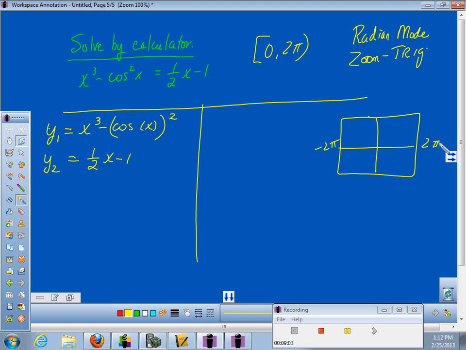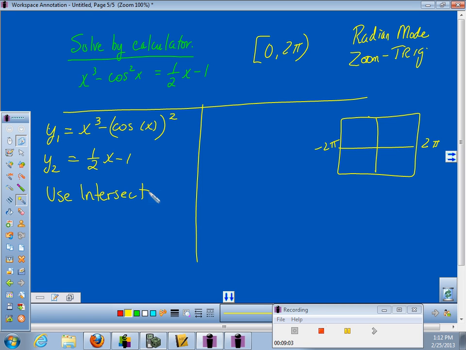But what will the answers be? How will you know where they are if you do it this way? You've graphed both of those. Where are they equal to each other? Where they connect. Where they intersect. So you would have to find where these two are actually crossing each other. You'd have to do intersect. This is going to be some weird and funky graph with an x cubed minus a cosine squared. It's going to be strange. You're going to look for the intersection.